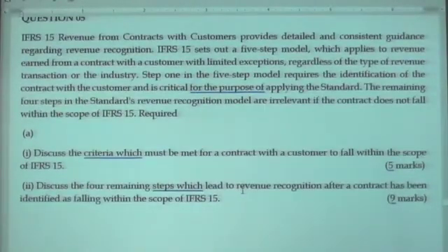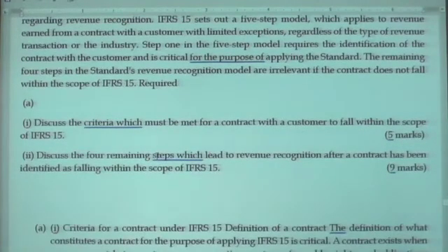This is a theoretical question. I am not going to discuss this theory question in detail. Discuss the criteria which must be met for a contract with the customer, that is paragraph 9, 5 points. Clear? Then discuss the 4 remaining steps which lead to revenue recognition in the 5-step model. Discuss the balance 4 steps. Right? Just see those things.